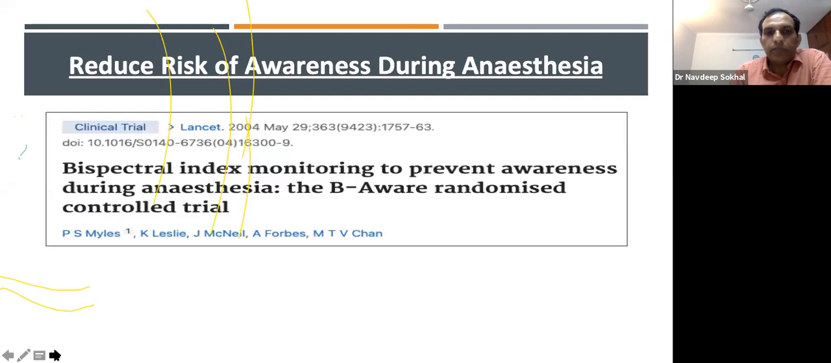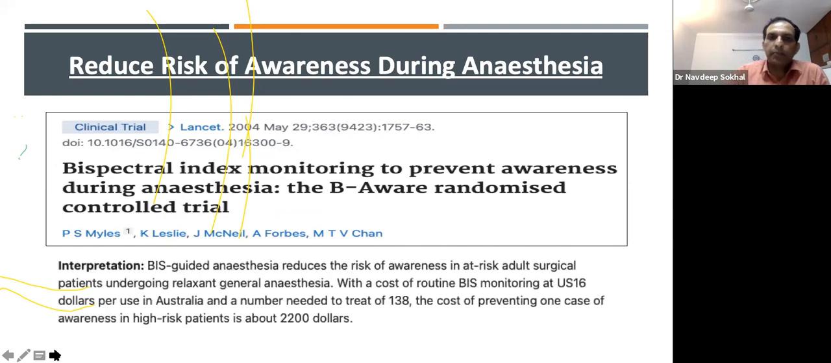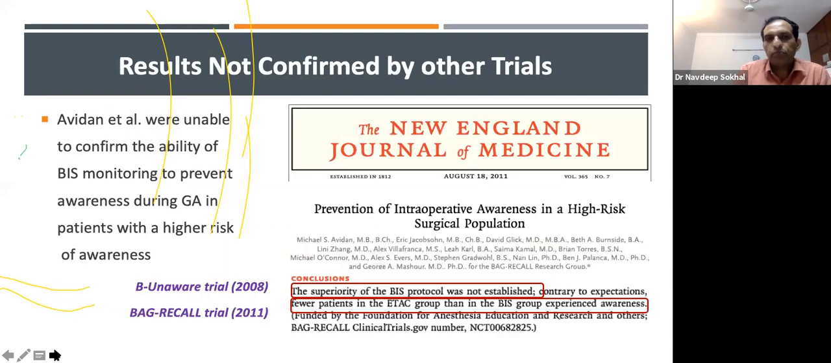So this was a trial published in Lancet in 2004, the B-Aware trial by Miles et al. They said BIS-guided anesthesia reduced the risk of awareness in at-risk adult surgical patients undergoing general anesthesia. However, the cost was also added to it.